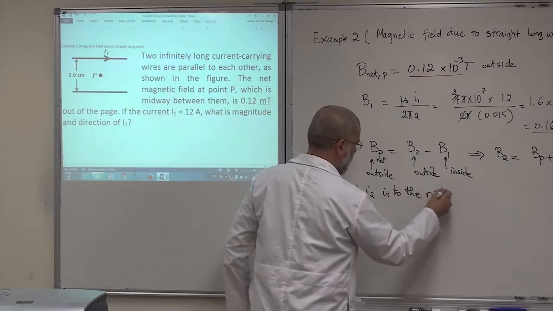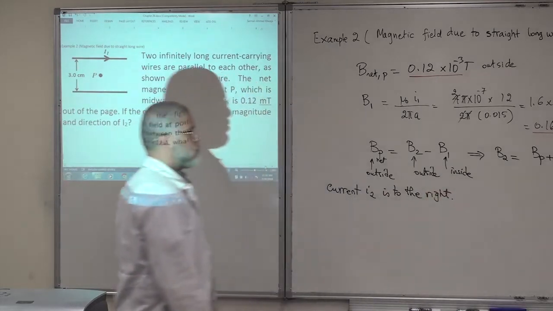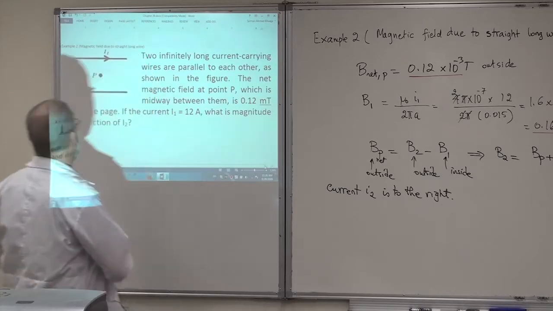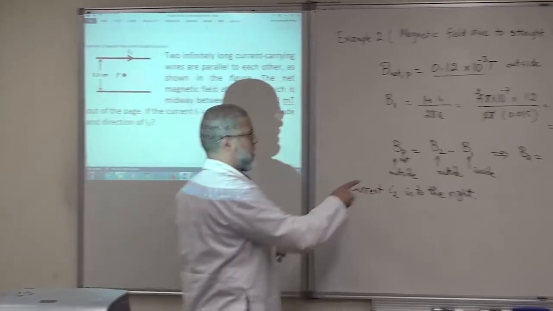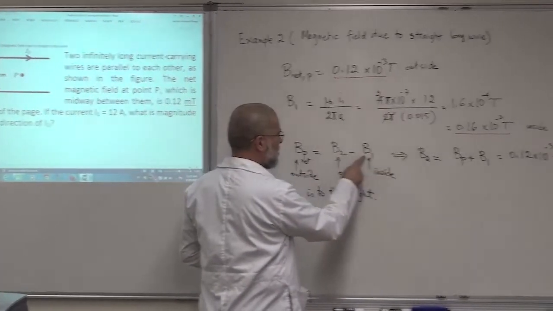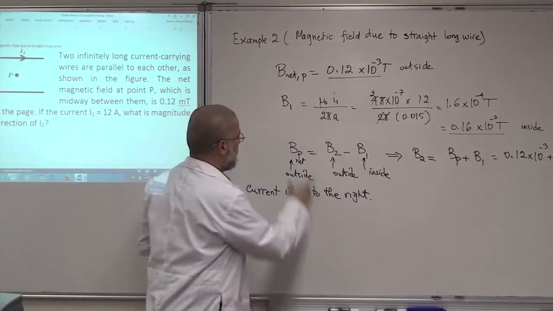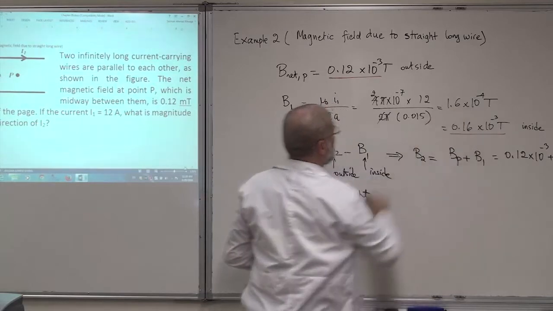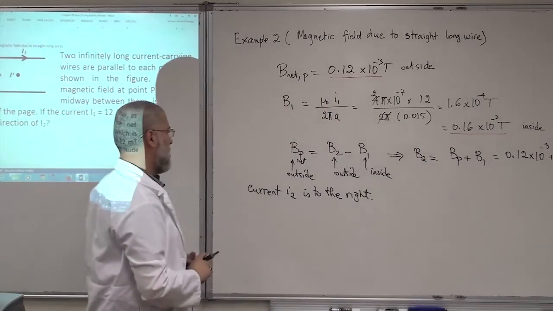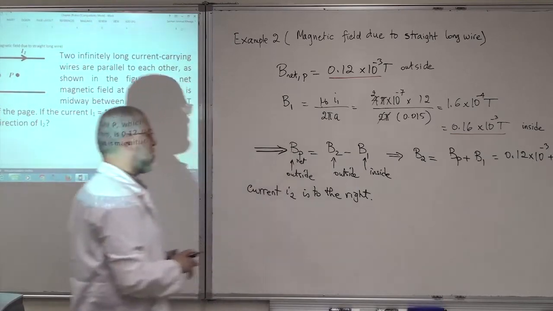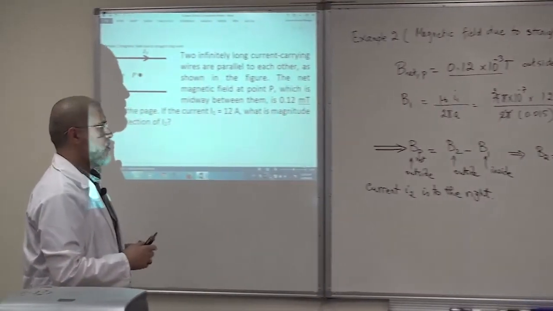Okay, it has to be to the right to make B2 outside. So we said that B2 has to be outside, so that when I subtract from B1, I get a smaller value for B net. B net is smaller than B1. You can see it. And this is how you write this important equation. If you don't write this correctly, you will never be able to solve the problem correctly.